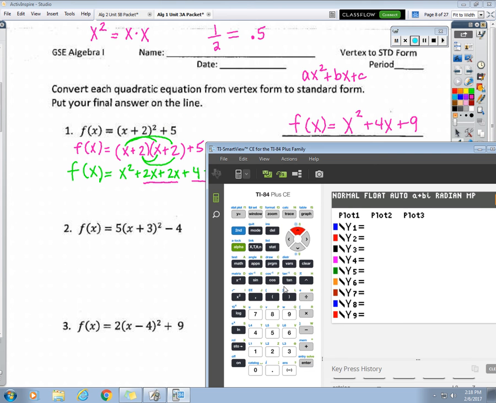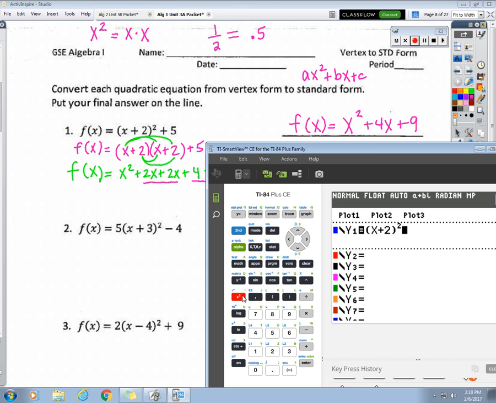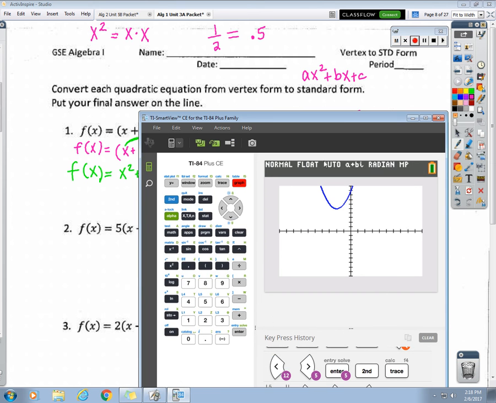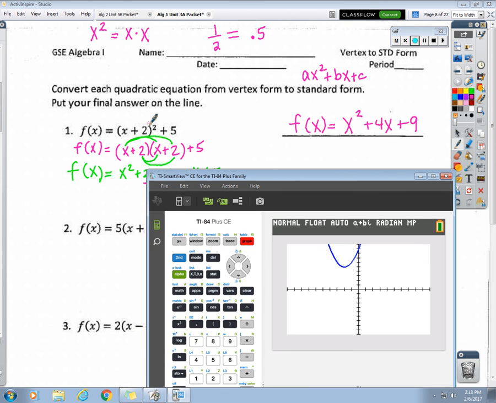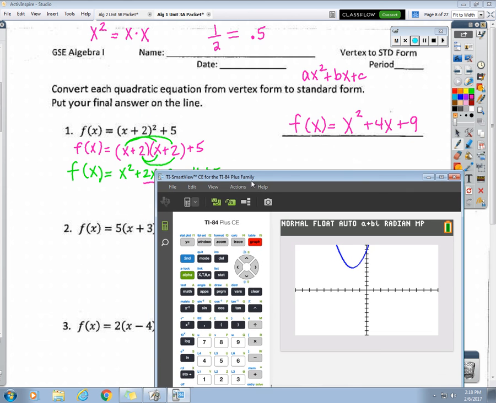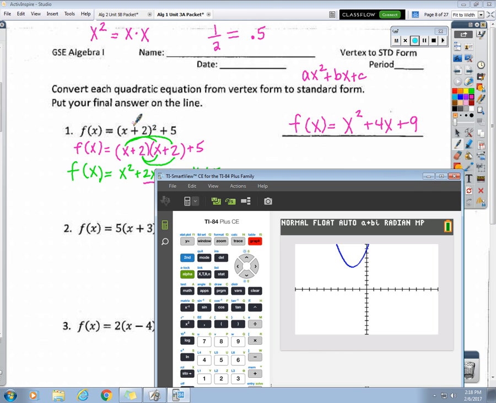First, I'll graph this one. X plus 2 squared plus 5. And hit graph. Okay, so there it is. That was this one, x plus 2 squared plus 5. And think about it. Remember how the inside number moves it left or right? Plus 2 moves it left 2, and plus 5 on the outside moves it up 5. Didn't that graph go left 2, up 5? The vertex of it moves left 2, up 5.